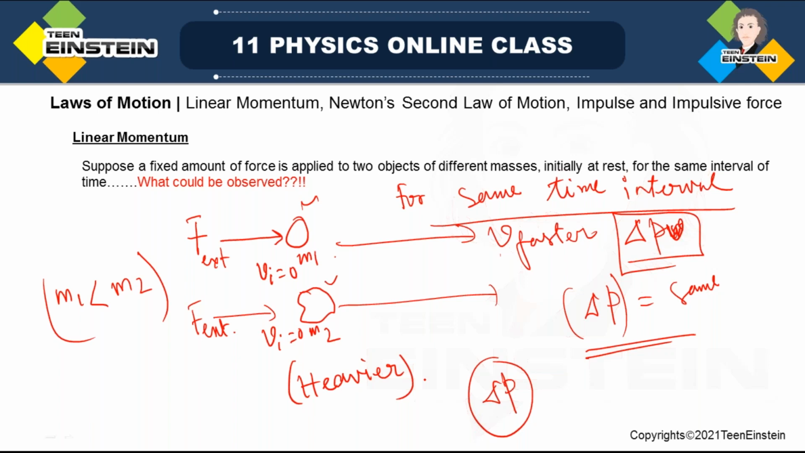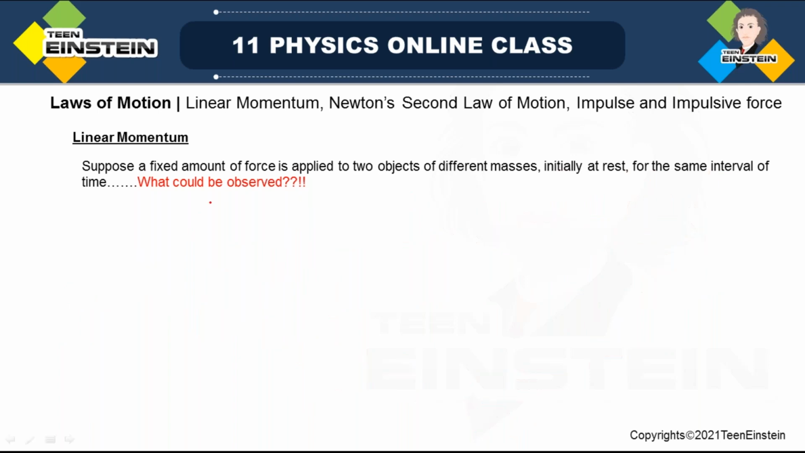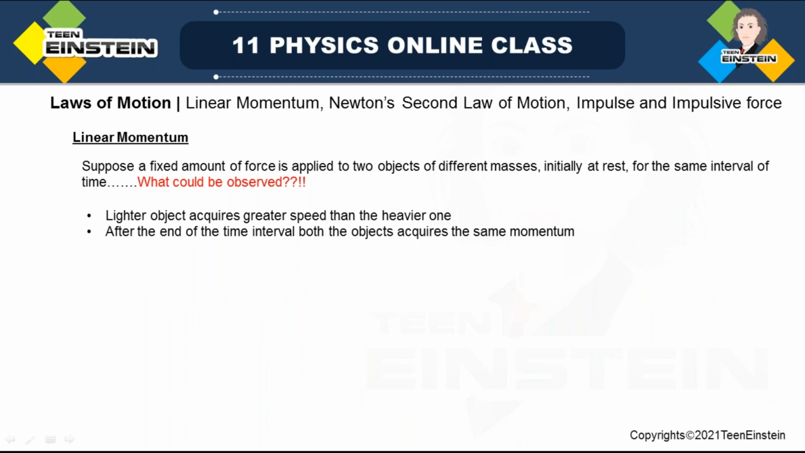I'll take one simple example, you can understand with that. See here, so what we see, the lighter object acquires greater speed than the heavier one. Then after the end of the time interval, both the objects acquire the same momentum. I'll just tell you one thing. Suppose m1 has velocity v0 initially, and this is m2.